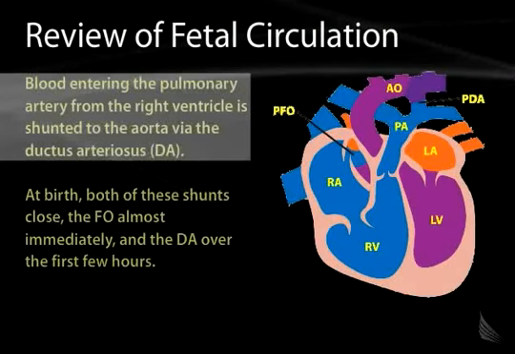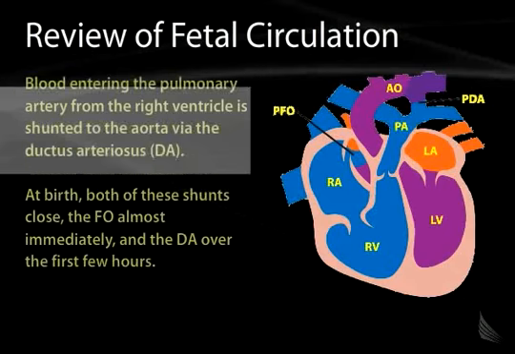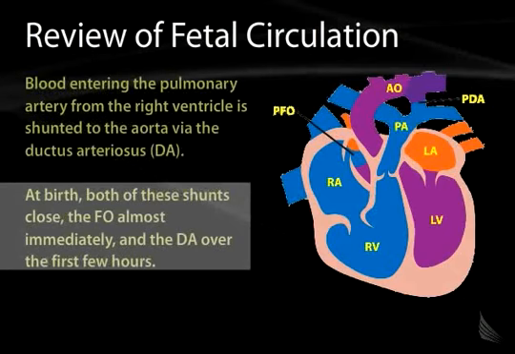Blood entering the pulmonary artery from the right ventricle is shunted to the aorta via the ductus arteriosus, as demonstrated here. At birth, both of these shunts close, the FO almost immediately and the ductus arteriosus over the first few hours of life.